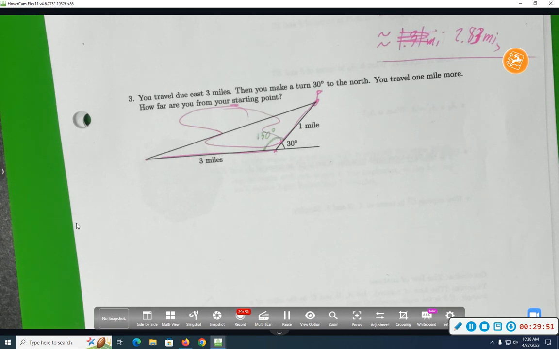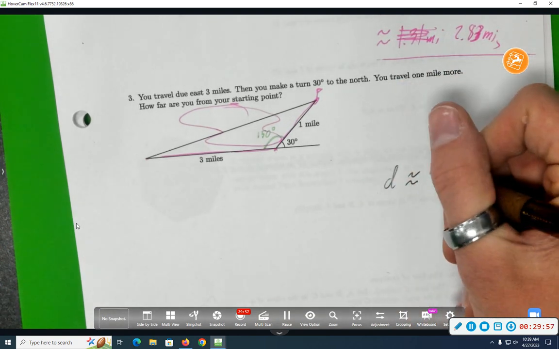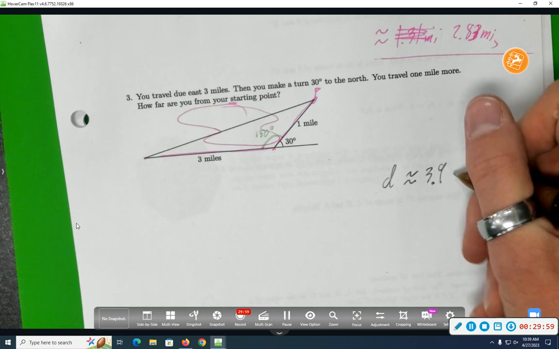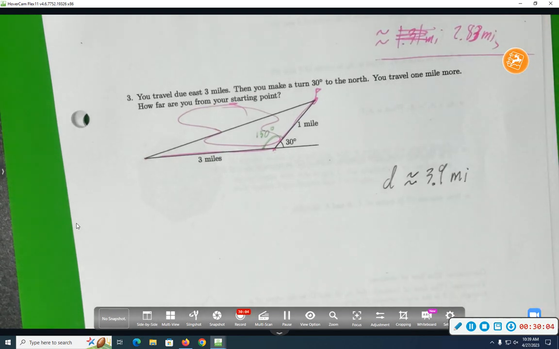Right here, 3.9-ish. Do you agree? In fact, I stalled for long enough that I guess it's not surprising that people probably had this minutes ago. What are the units? Miles. So there's the approximate value. Does that agree with what other people are getting? What's the exact value?